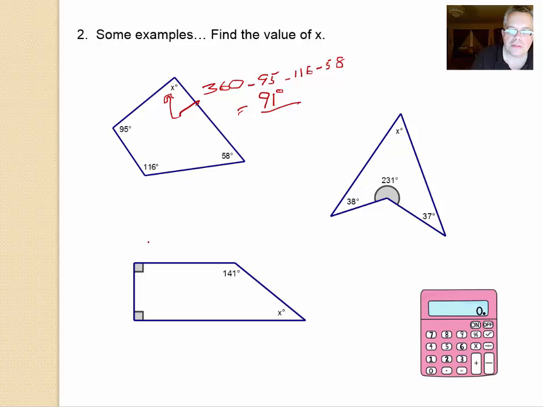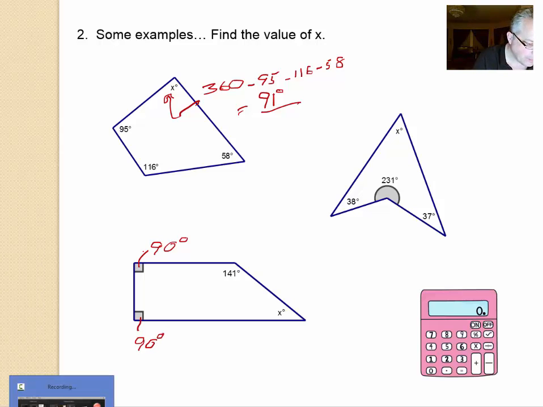Okay, let's do this one down here. Remember, these angles right here, if they have a little square, count as 90 degrees. So this quadrilateral has two 90-degree angles. Okay, so we got to do 360 minus 90 minus another 90 minus 141. And we get 39. Okay, so this angle must be 39 degrees. Looks about right.